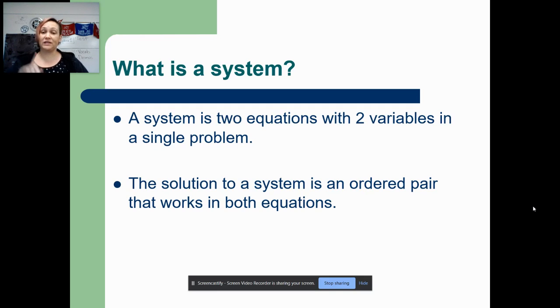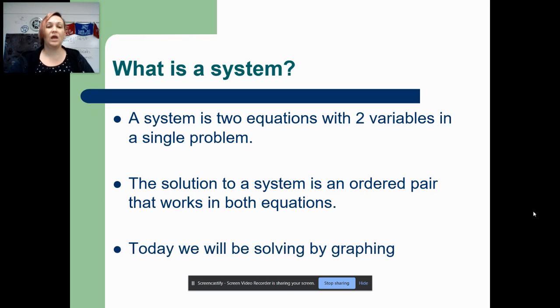Now, we want a single ordered pair that works in both of them. So while you might be able to find many ordered pairs that work in only one, you need that one ordered pair that works in both. Today, and for the next 2 days after today, we're going to focus on how to solve a system by graphing it. So again, grab that graph paper.